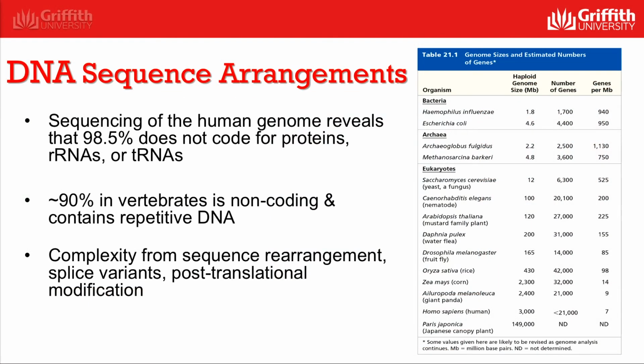Now that we can use techniques to sequence and analyse the genome, it's been revealed that 98.5% of the human genome does not code for proteins or RNAs. Surprisingly, it's been found that there is little difference in the number of genes between, for example, worms and humans. It's believed that much of the complexity in humans comes from sequence rearrangements, alternate splicing, and post-translation modifications.